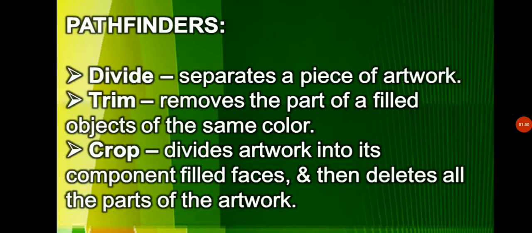Let's move on to the pathfinders. The first one is a divide. It separates a piece of artwork into the component filled faces. A face is an area undivided by a line segment. Trim removes the part of filled object that is hidden. It removes any strokes and does not merge objects of the same color.